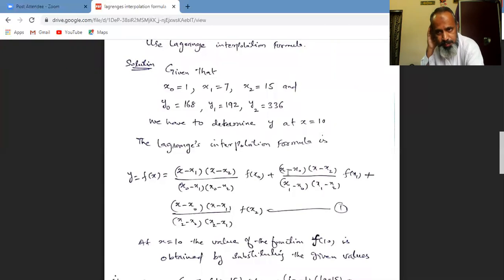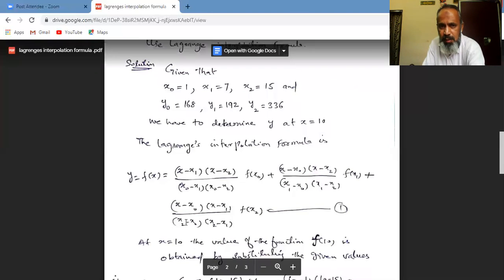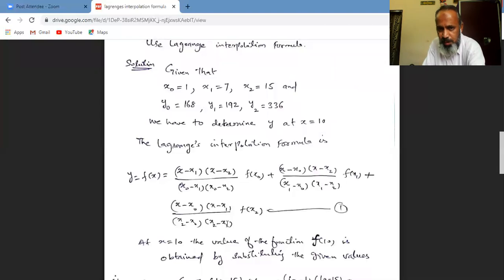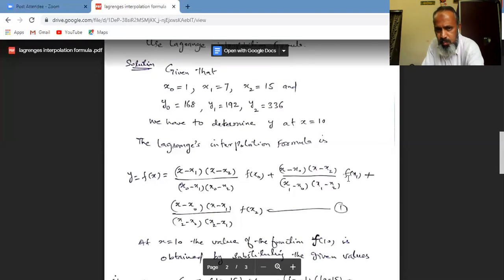So the second term will be (x − x0)(x − x2) by (x1 − x0)(x1 − x2) into f(x1), plus (x − x0)(x − x1) by (x2 − x0)(x2 − x1) into f(x2). Since we have y0, y1, y2, we have to stop the formula here, up to f(x2). So this is Lagrange's interpolating polynomial, or Lagrange's formula.